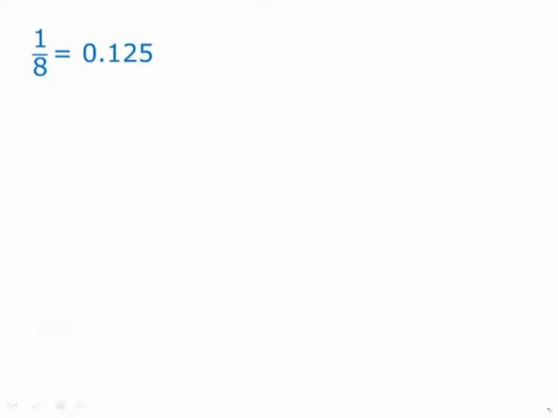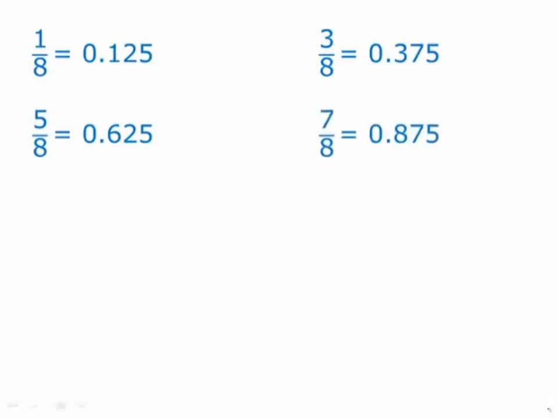1/8 is 0.125. Multiply both sides by 3, we get 3/8 is 0.375. Start out with 1/8, multiply both sides by 5, we get 5/8 is 0.625. Multiply by 7, we get 7/8 is 0.875. Notice that I wasn't worried about even numerators, because if I have an even numerator over 8, it would cancel and it would be something else in lowest terms, something that we've already handled.